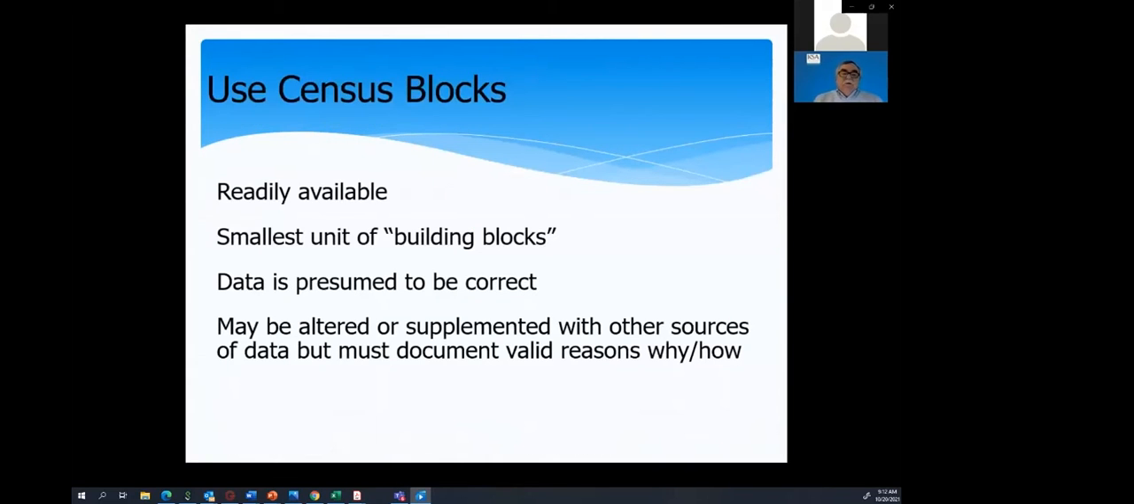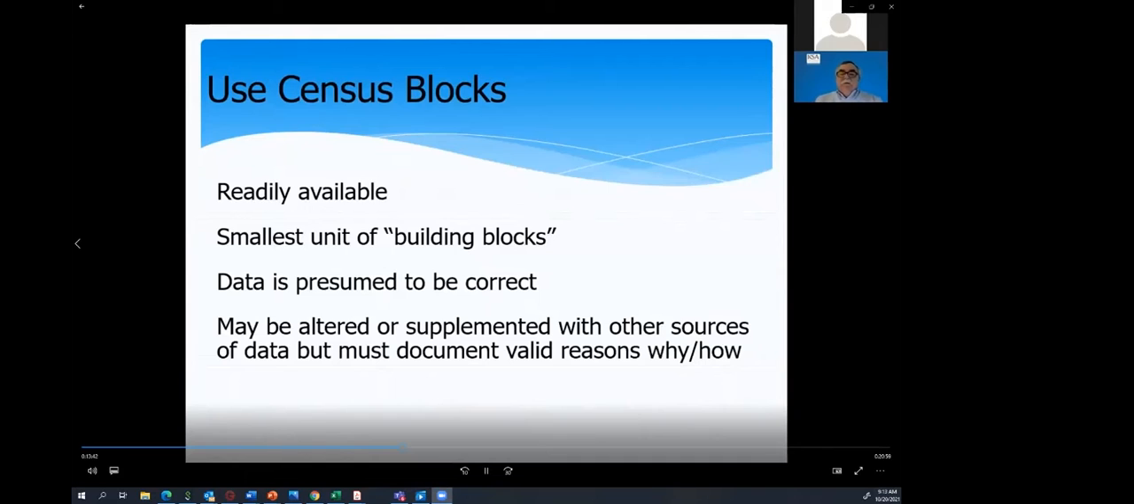We use census blocks. It's readily available. It's presumed to be correct. Information from the Bureau of the Census comes down in units that may be shaped like a block, but may not be shaped like a block. That's just the nomenclature of this unit, but it includes information on population, race, voting age, ethnicity, all the sort of information that you would need in the redistricting process.